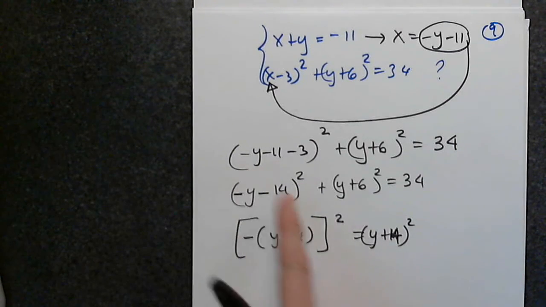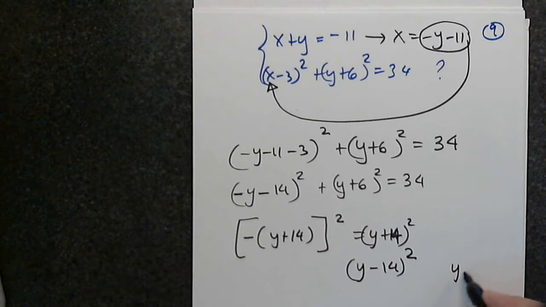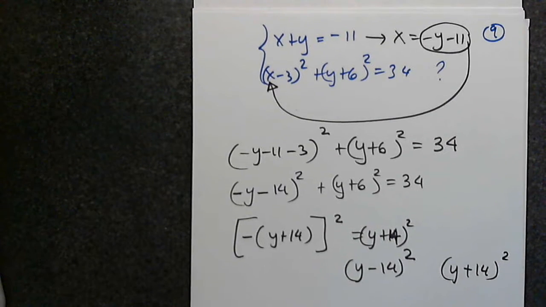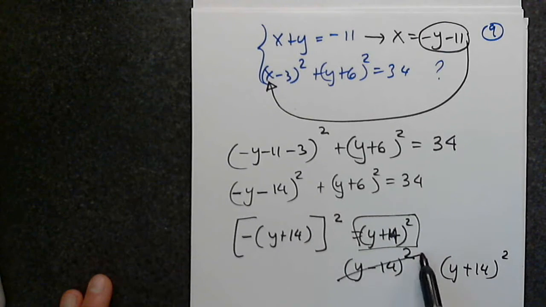So squaring this is squaring this. But this is not the same. Squaring this does not mean squaring this. It's a totally different story. But if both are negative, it's like squaring this. But these two are not the same.